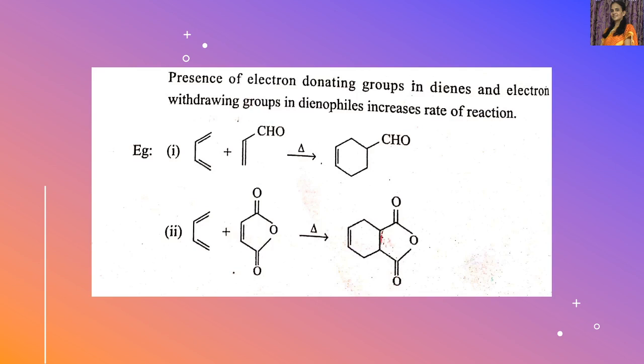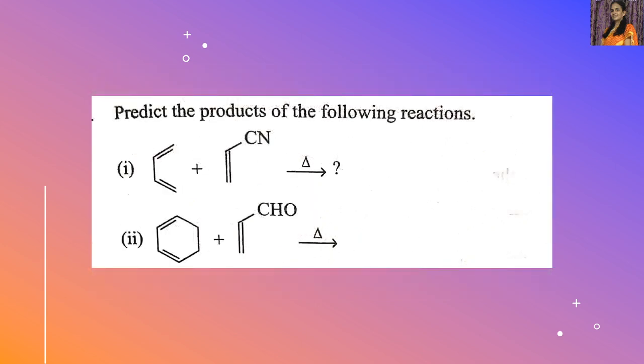Another example we have given here: this is 1,3-butadiene, this is maleic anhydride, and we will get the 1,3-butadiene maleic anhydride adduct. Another example: this is 1,3-butadiene, this is acrylonitrile, that is an electron withdrawing group. Here also we consider a cyclic diene and a dienophile with an electron withdrawing group, and predict the product.